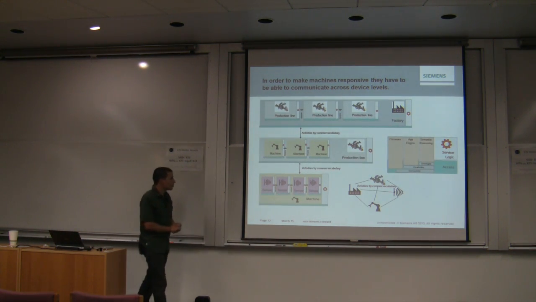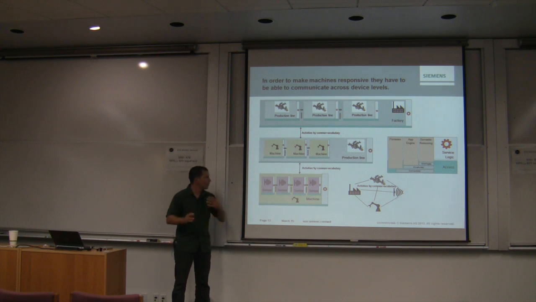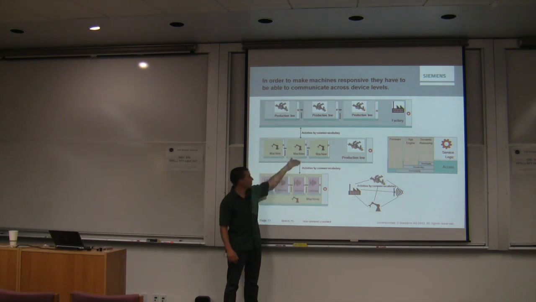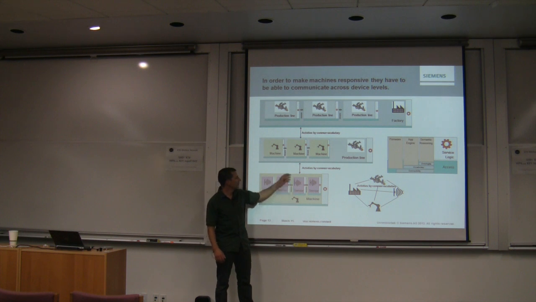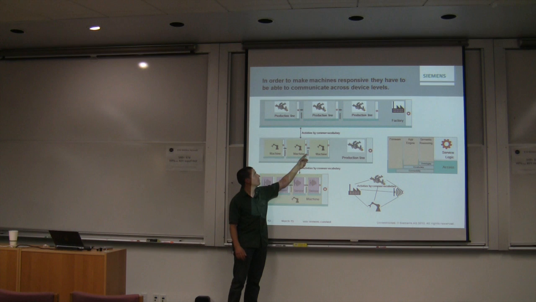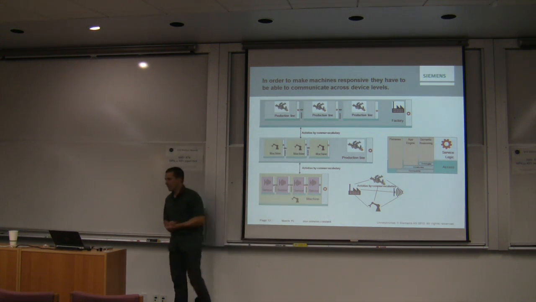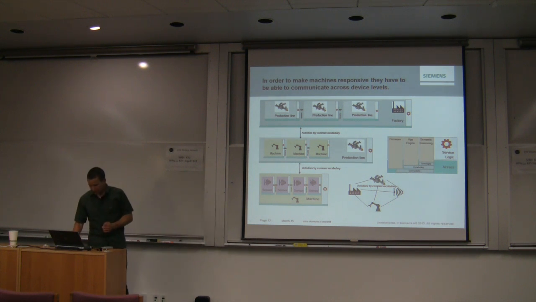Now, what we want to achieve is to come up with a vocabulary, a language that allows us to have machines communicating across different layers. So it's about sensors communicating with each other, sensors communicating with the machine, machines communicating with each other and with the production line, and production lines also communicating with each other. So that the sensor is really talking across these different layers. This is the idea of what we want to achieve.